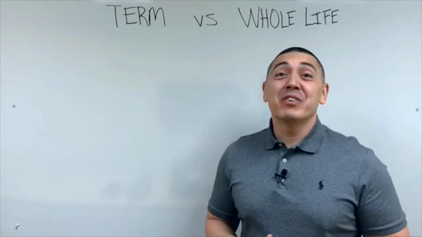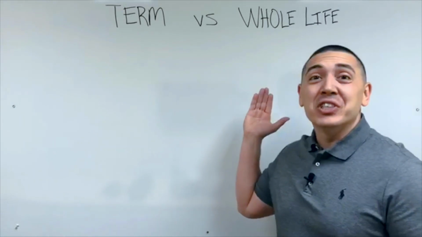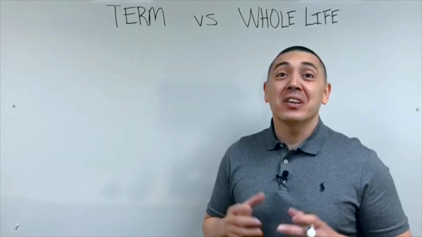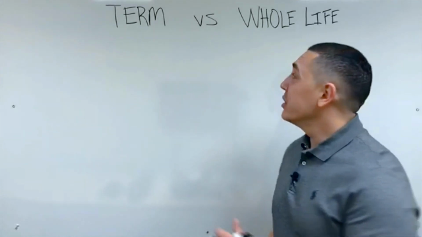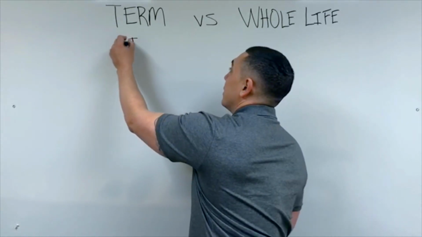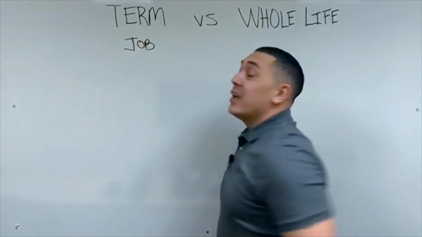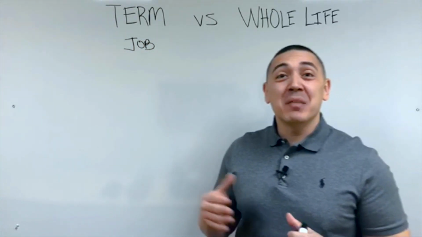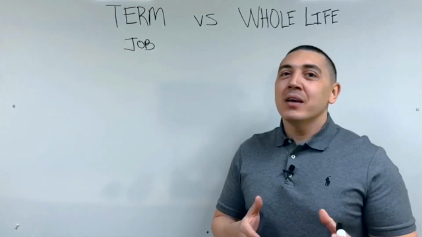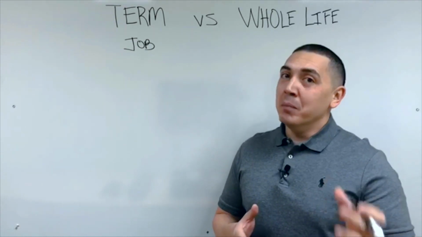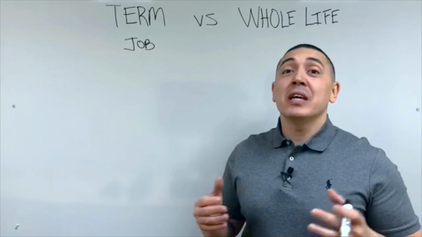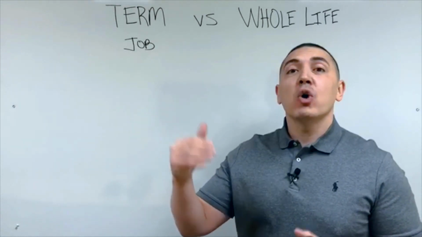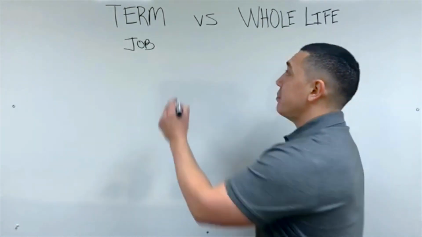Today we're going to be looking at the difference between term and whole life insurance. Most of the time, when people first encounter life insurance, it's through their job. That insurance is typically term insurance, so it's going to be with you while you're on the job. However, most of the time, that insurance is going to either expire or you're going to have to then pay the rate you are when you leave your job.